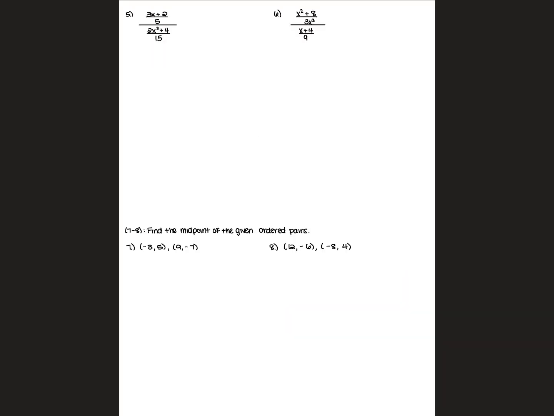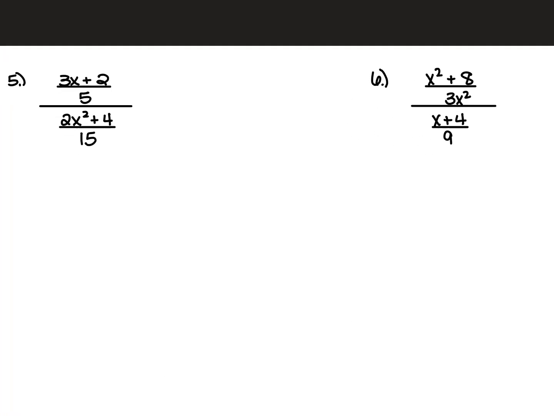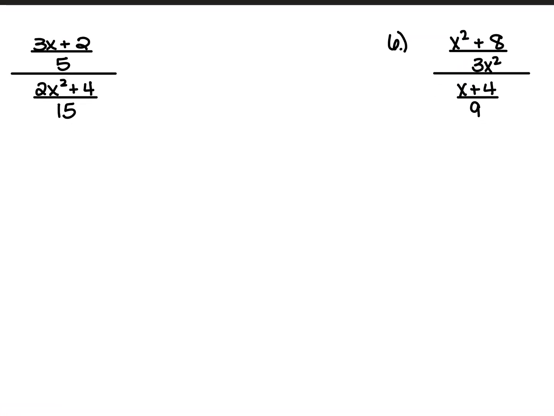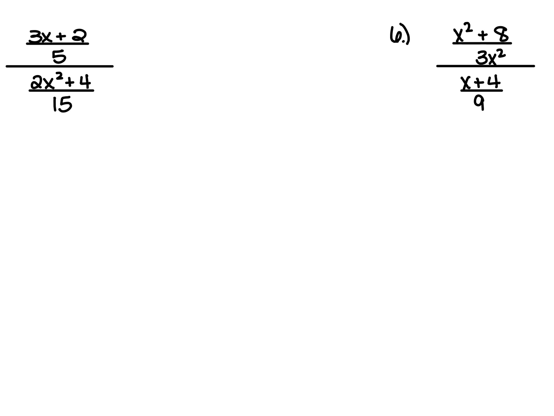Your next part goes over complex fractions. Remember, with these complex fractions, they're the same thing as division. So like with number 5, you have (3x + 2)/5 all over (2x² + 4)/15. That long fraction bar just means division. So rewrite this as a division problem. You're going to have (3x + 2)/5 divided by (2x² + 4)/15.